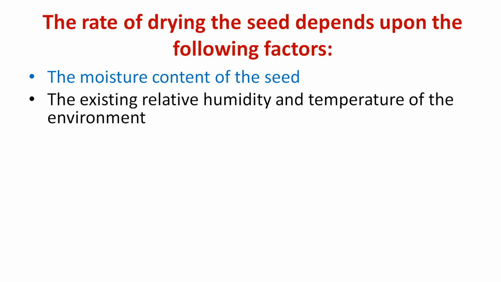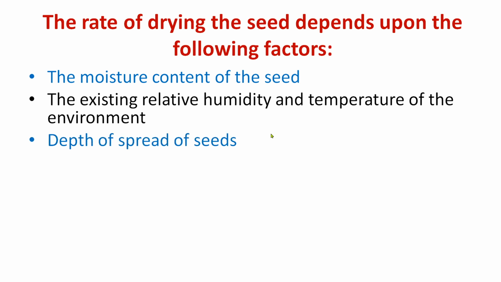Next is the existing relative humidity and temperature of the environment. We can see the example of forced air drying with natural air. If we force the air of the external environment with high relative humidity, it will increase the moisture content of the seed instead of decreasing it. So in this process, care should be taken that we don't infuse air from a high relative humidity environment.